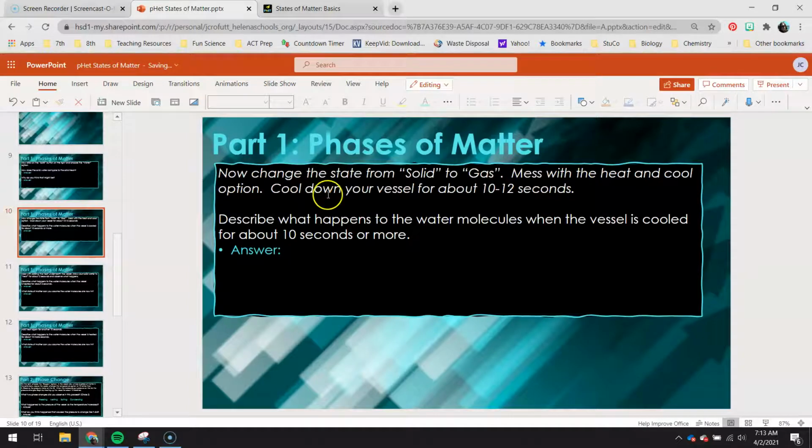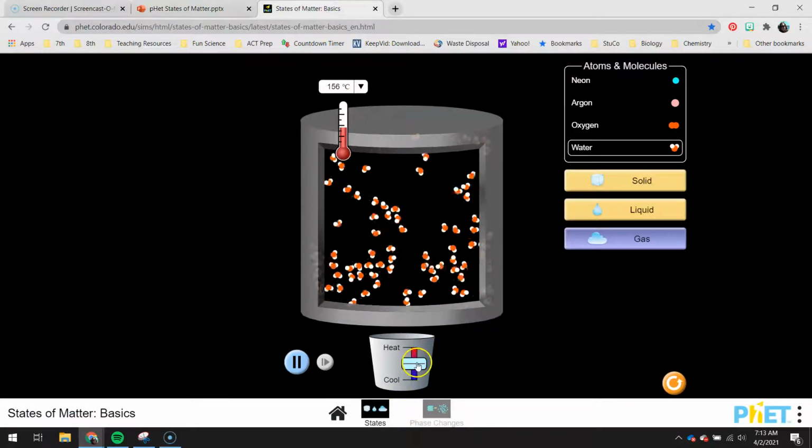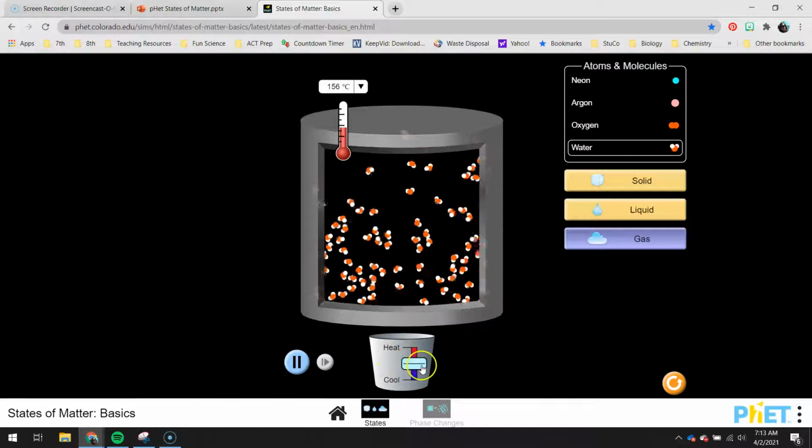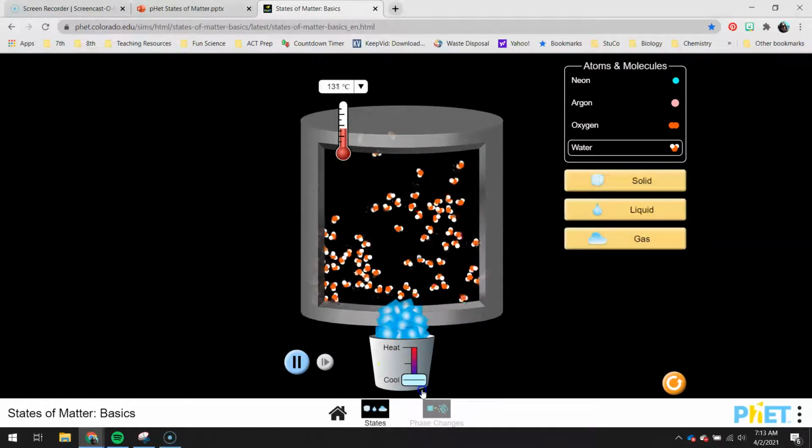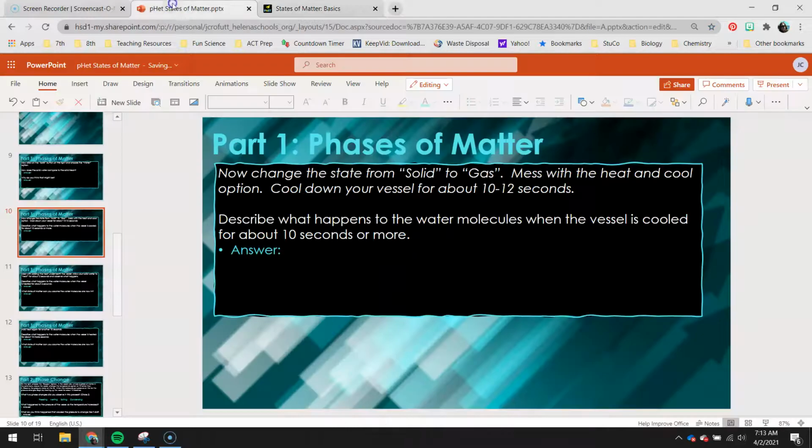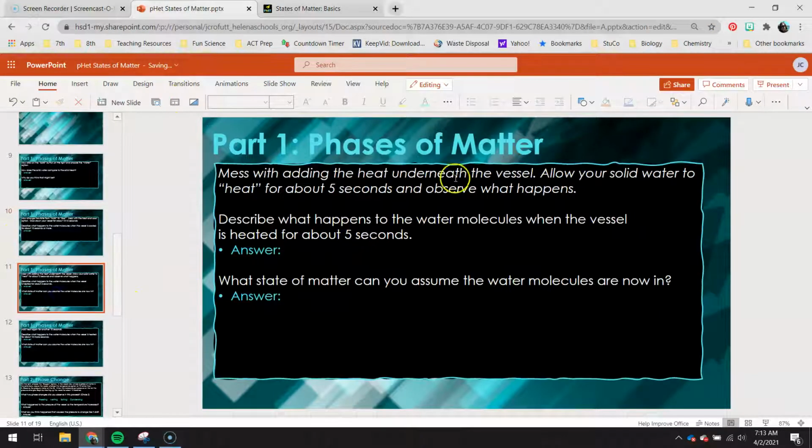Mess with the heat and cool option. Cool down your vessel for about 10 to 20 seconds. So you guys will grab this little temperature thing right here, you'll drag it down, and you'll hold that there for about 10 to 12 seconds and see what happens. Okay, and then once you've done that and answered the questions, you guys are gonna heat it up.